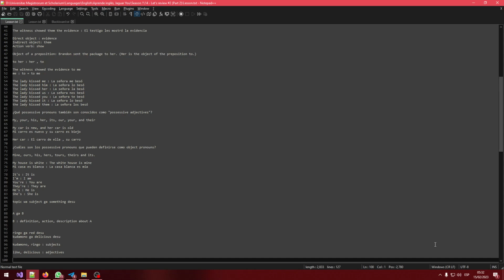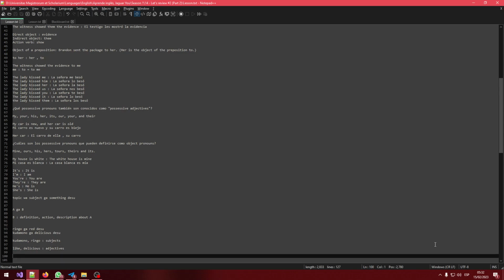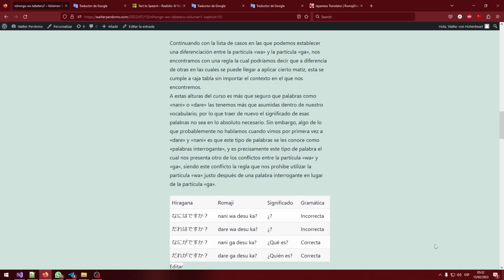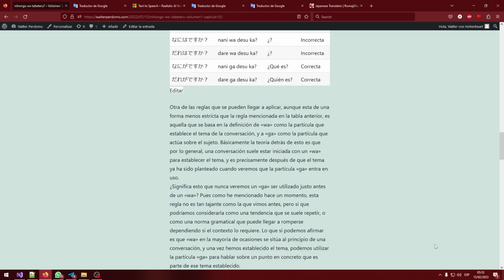this type of words. For example, I have this table here. You don't say dare wa desu ka? You can't do that. Or nani wa desu ka? You can't do that either. So you must say dare ga desu ka and nani ga desu ka. This is an unbreakable rule, 100%. So remember.